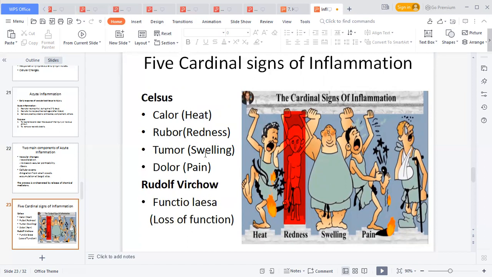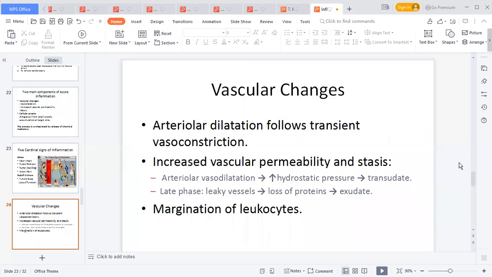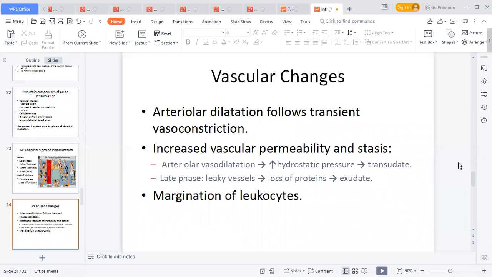Dolor, which is pain. There is pain because there are chemical mediators there, and the blood vessel has been dilated. So you expect pain to be there. And then there's also loss of function. So that tissue cannot function because it is inflamed. So those are the 5 cardinals of inflammation, and they can ask you heat, redness, swelling, pain, and loss of function. Vascular changes, these ones I mentioned, I talked about them.